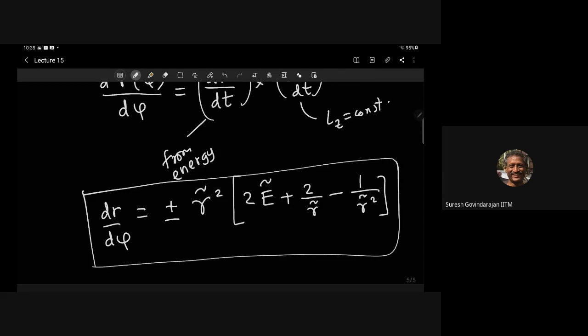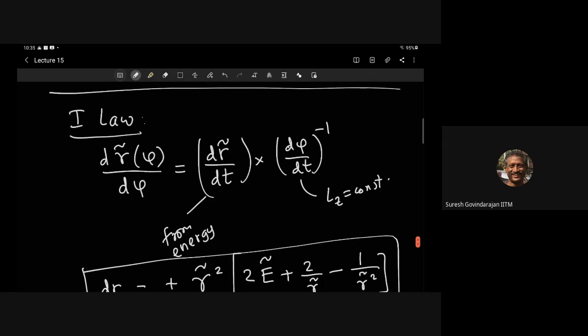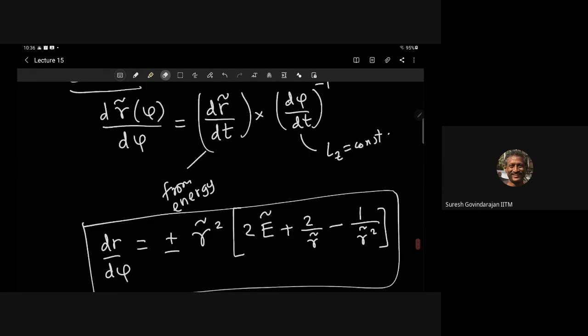We need to do this integration, and so is it clear what I have done? So p phi, you can write d phi by dt as some L by, what was it, m r square, so L by r square with some factor. All those things will come in, and we are working in natural units, so L will become 1 and go away. So this is what you will get.